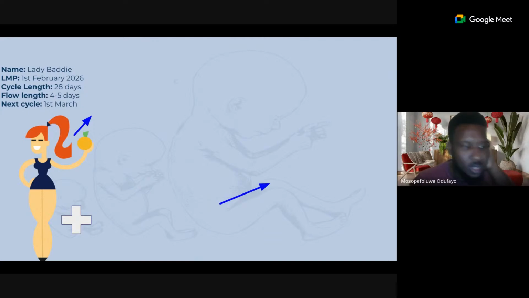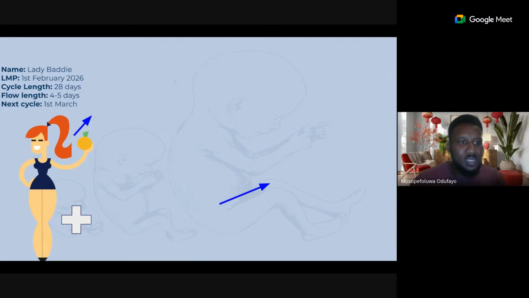This is a very beautiful lady, as you can see. Her name is, I call her Lady Buddy. Her last menstrual period was the 1st of February 2026. Just take note of these dates I'm giving you. Let's see her profile. Her cycle length is 28 days, and her flow lasts about 4 to 5 days.